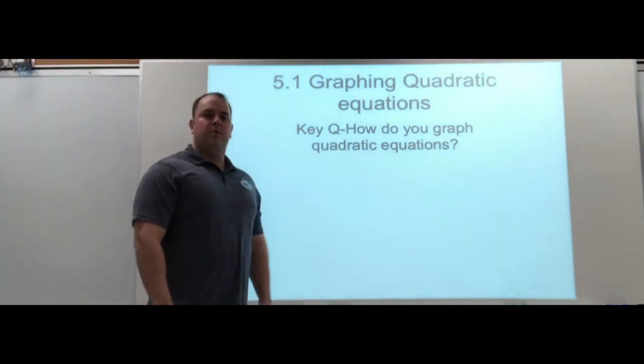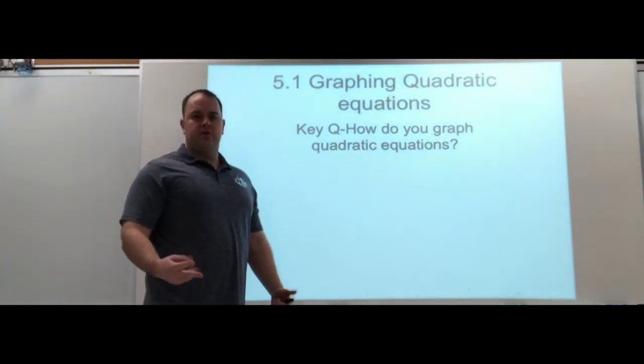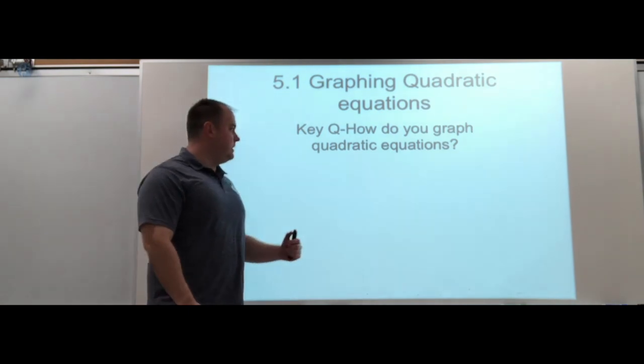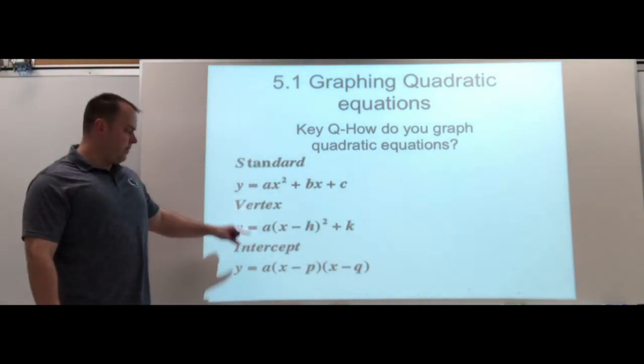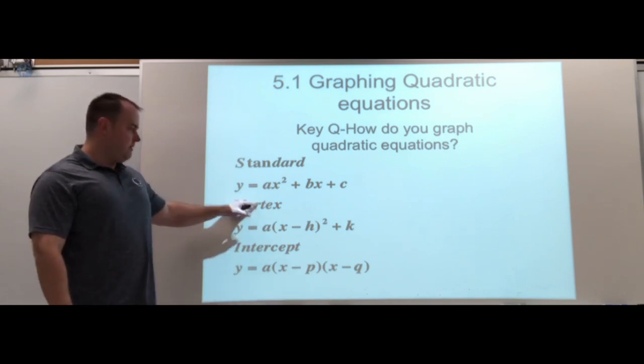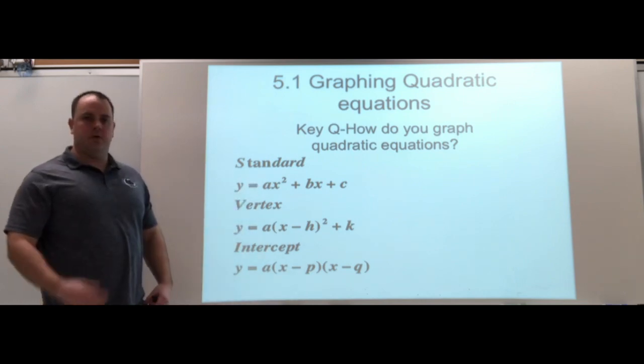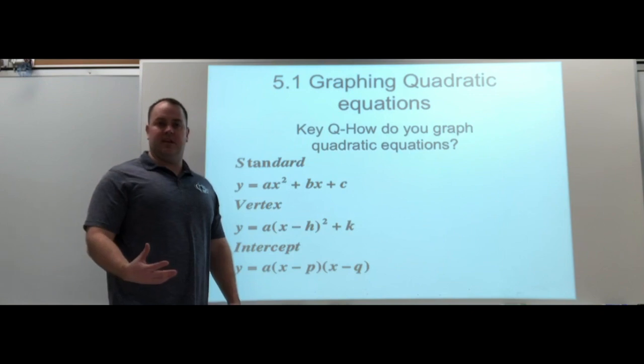Okay, so moving along with 5.1, I'm going to show you two more versions of graphing by hand. We did standard form in the last video. We're going to do vertex and intercept form. Vertex form is very similar to standard form. You're going to start with your vertex. That's the first thing you need to find.